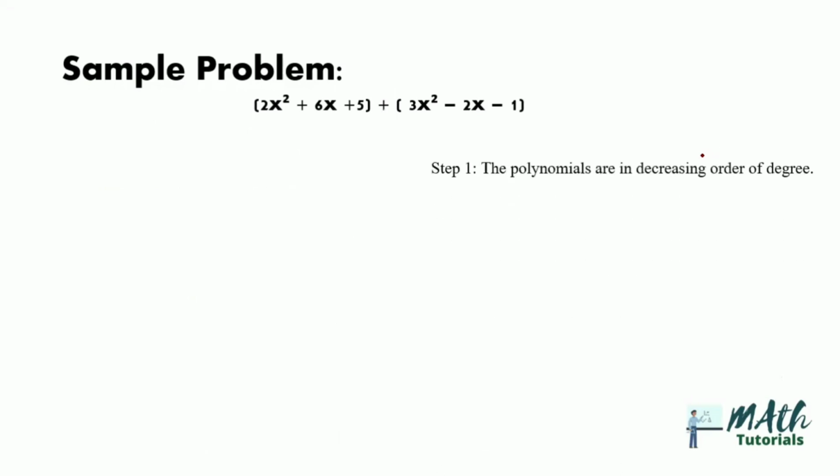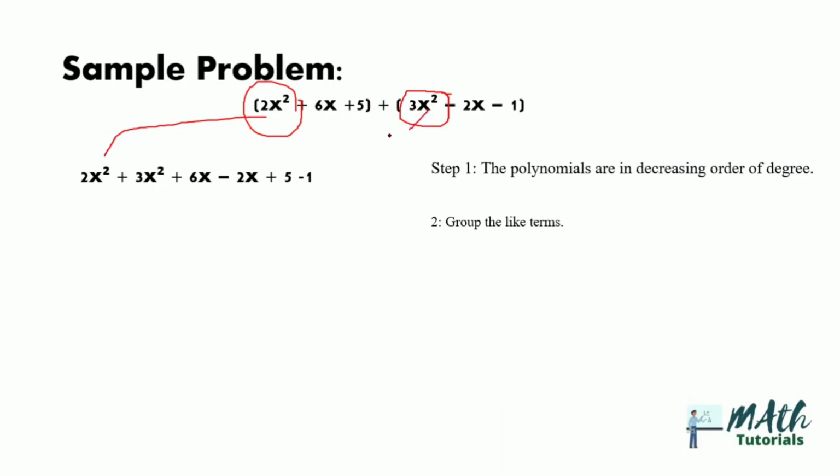Sample problem. 2x squared plus 6x plus 5 plus 3x squared minus 2x minus 1. So step number 1, the polynomials are in decreasing order of degree. Step number 2, group the like terms, which is the 2x squared plus 3x squared.